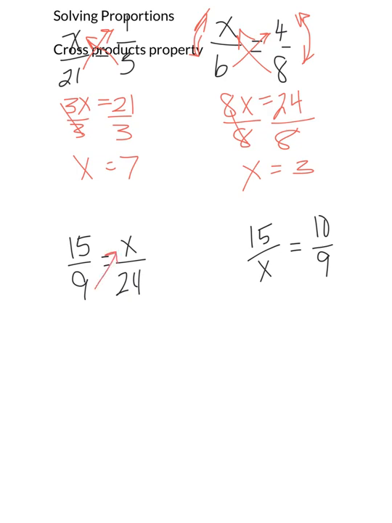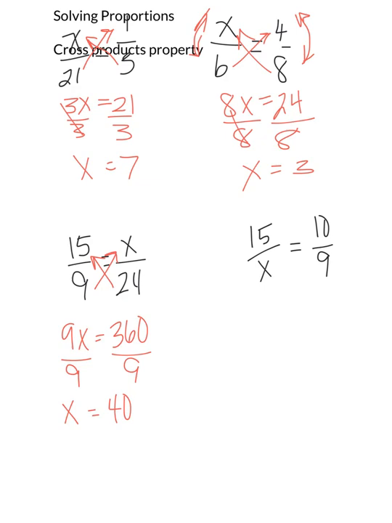So I'm going to use 9 times x. Again, I'm just going to start with the product of my variable with its cross product. So 9 times x is 9x. And then 24 times 15 is going to be 360. So now I can divide both sides by 9, and I'm going to get x equals 40. Not 24, I was looking at the wrong value. So x's value is 40.